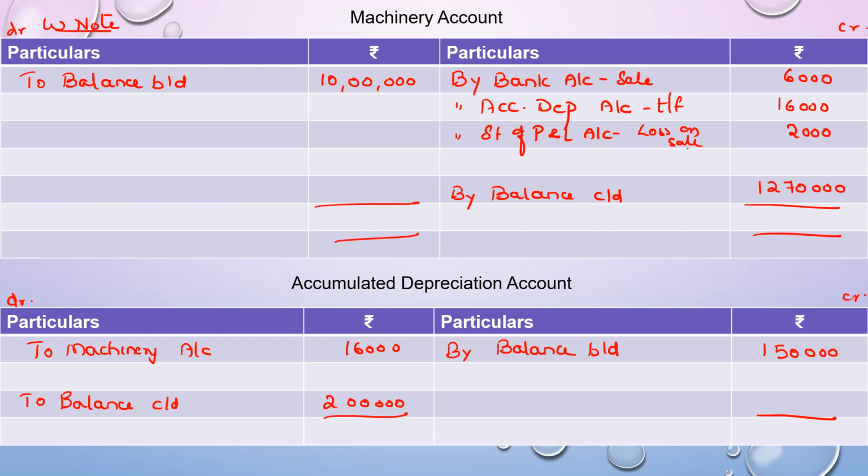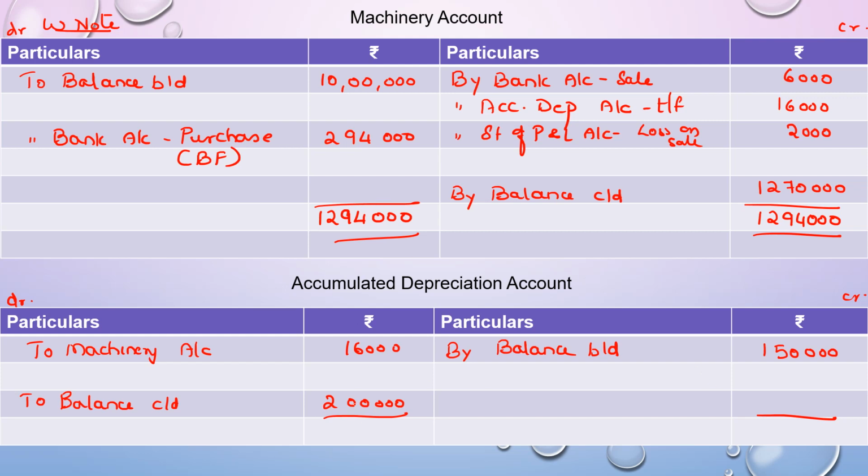The first machinery account will close out. We'll total it. 24 plus 12 lakh 94,000. Write it on the other side. This debit side, find the difference. That is 2 lakh 94,000. So this is represented by the purchases of machinery made during the year. So that is the balancing figure which we were trying to find out by preparing the machinery account.